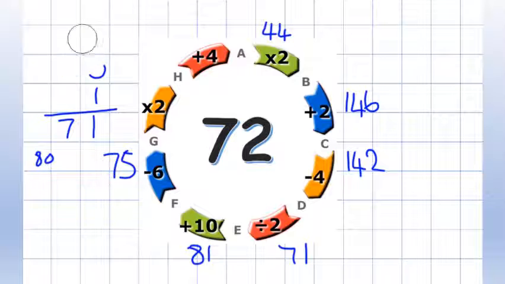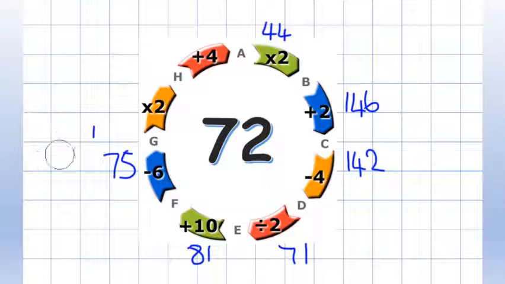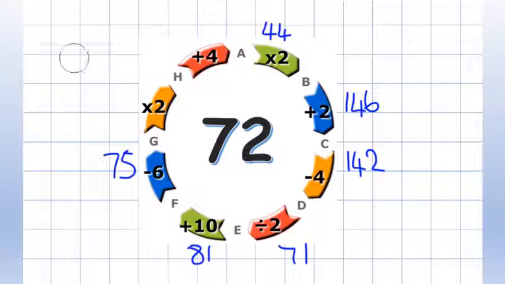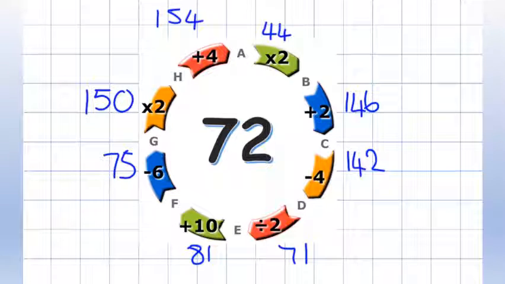Running out of room again, Miss Dunn. Multiply 75 by 2. 7 times 2 is 14, so 70 times 2, 140. 5 times 2 is 10. Add those two together, gives us exactly 150. And 150 add 4, 154. How did you get on with that?